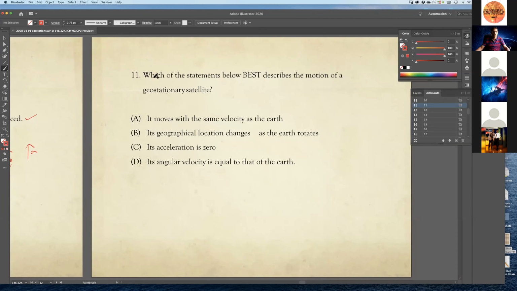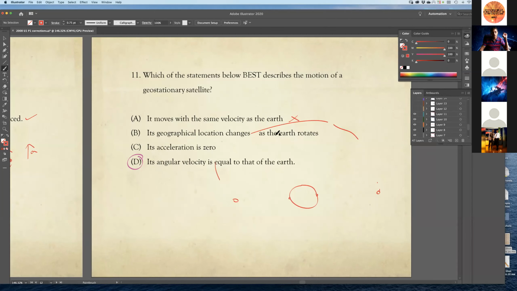All right, next one. Which of the statements below best describes the motion of a geostationary satellite? The answer to this one is D. It cannot move at the same velocity as the Earth, because if you have the Earth here and the satellite outside here, the Earth would move from here to here in, let's say, 12 hours, but this satellite must move a much larger distance in the same 12 hours. So they cannot be moving at the same velocity. That's rubbish.